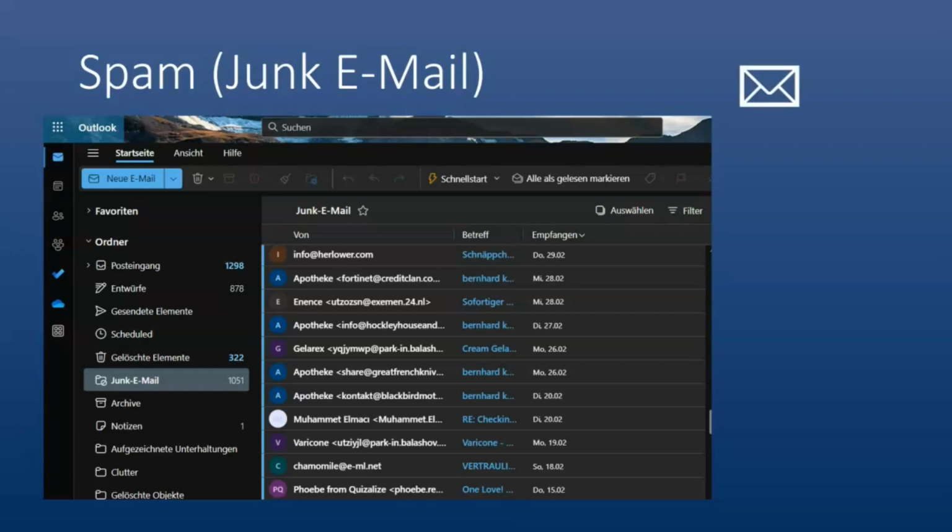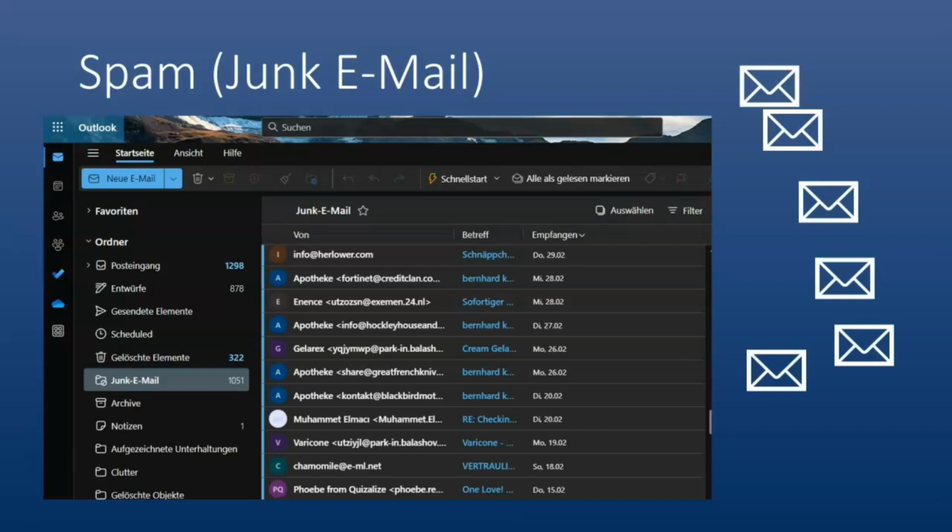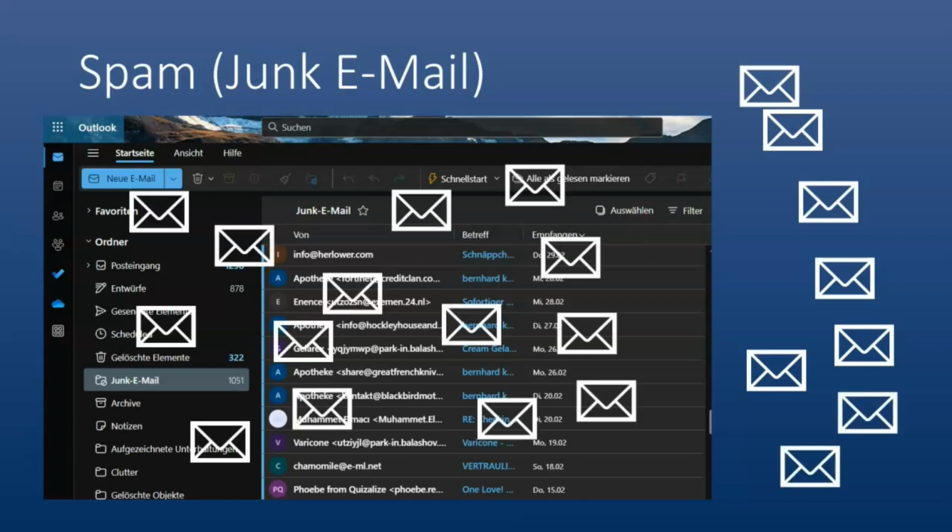It is best to ignore spam emails or mark them as spam or junk mail. However, important emails may sometimes unintentionally end up in the junk mail folder, so it's advisable to check it occasionally. Above all, spam emails can be annoying, especially when received in large quantities.